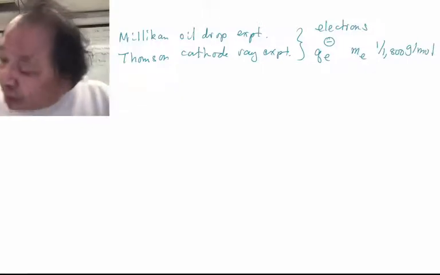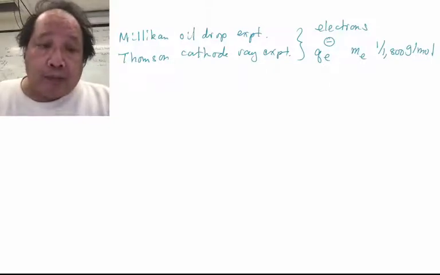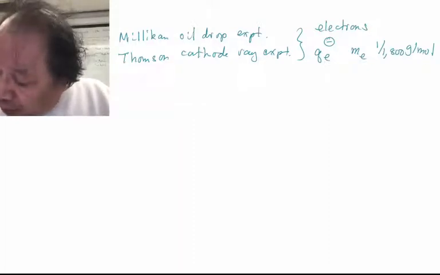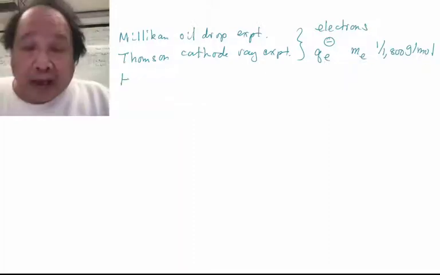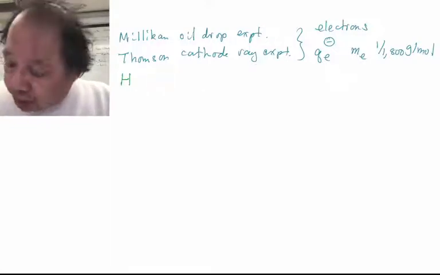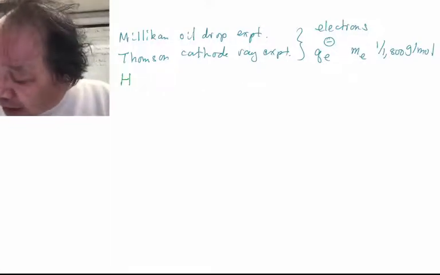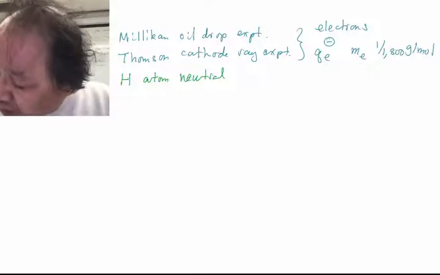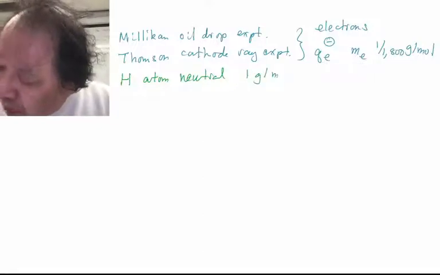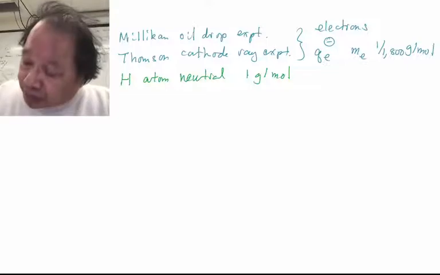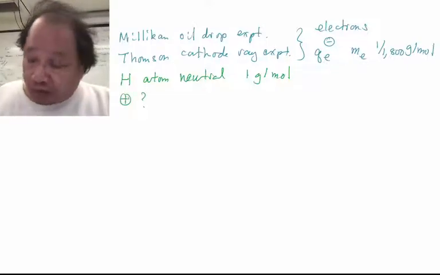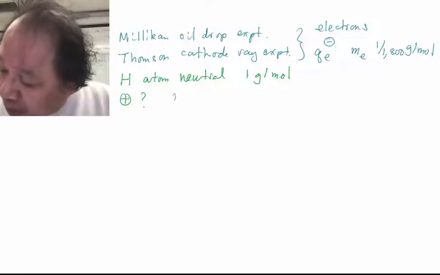So what we know about the atom is very different from the electron. Although electrons were gotten from atoms, we excited atoms to get electrons out of them, an H atom is not minus charged, it's neutral. And it is much more massive than an electron. It's 1 gram per mole. And so we have a question. Where are the plus charges in atoms so that they are overall neutral? And where is all that mass?